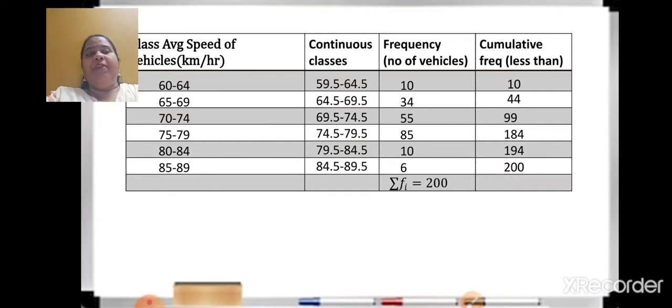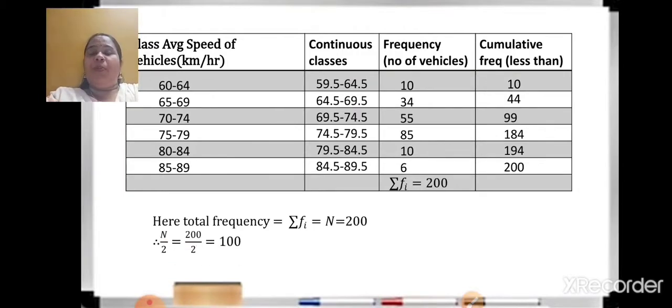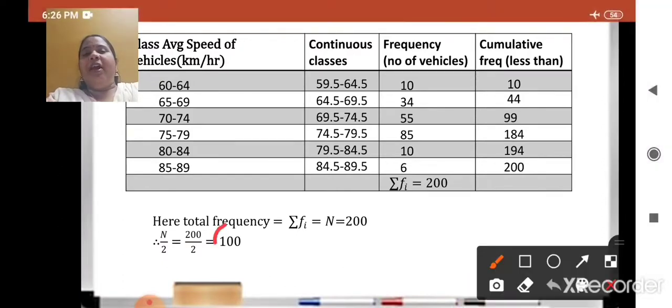After this, we need to find the value of n upon 2. Total of frequency, that is summation of Fi, n is equal to 200. Find the value of n upon 2 because that will decide my median class. How much is that? 100.